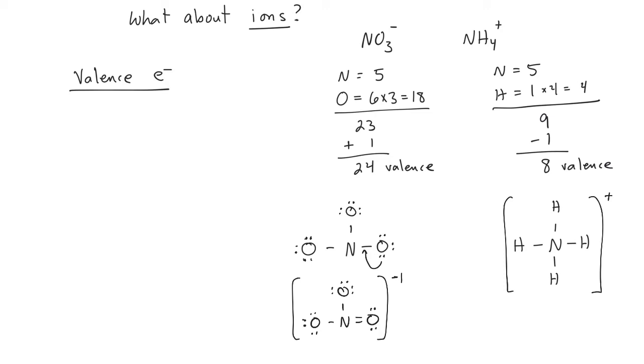It would be the same way if you had, for example, sulfate, SO4 minus 2. You would add 2 electrons to the total for that one. If you were doing phosphate, which is PO4 minus 3, you would add 3 valence electrons to that one before you began distributing the electrons around to all the outer atoms.